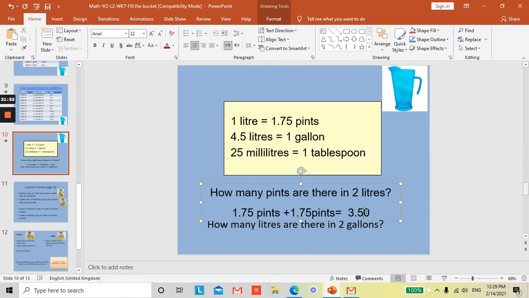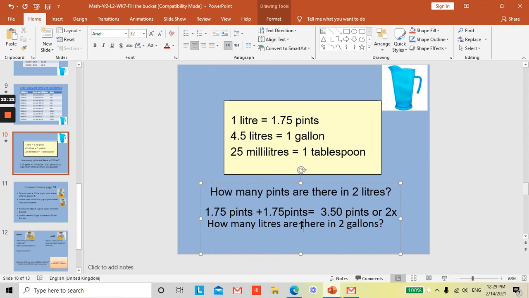or 3.50 pints. So 3.5 pints is equal to 2 liters, or you can say 2 times 1.75.